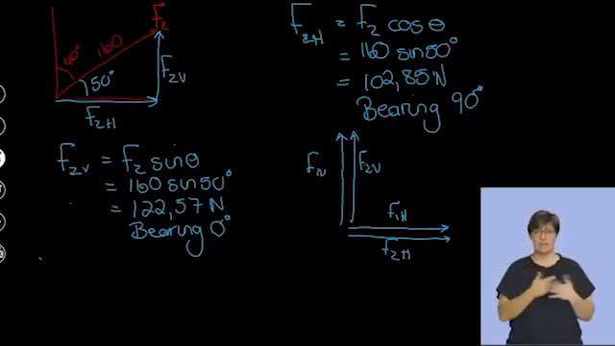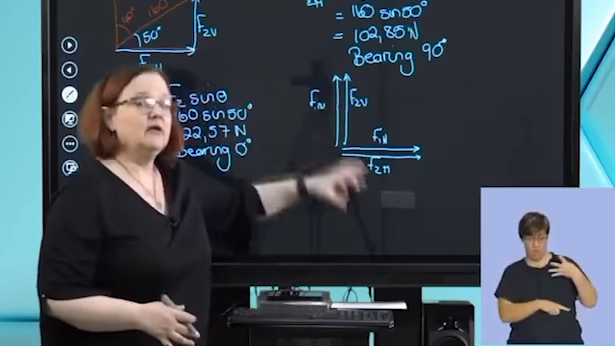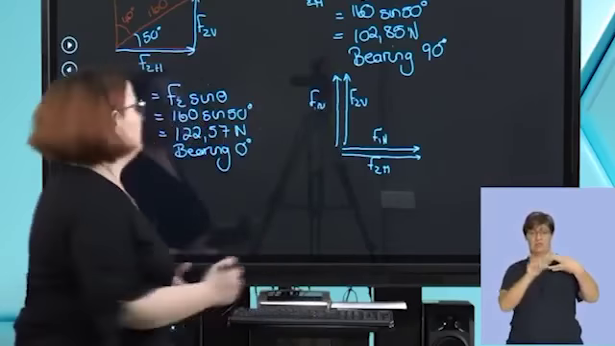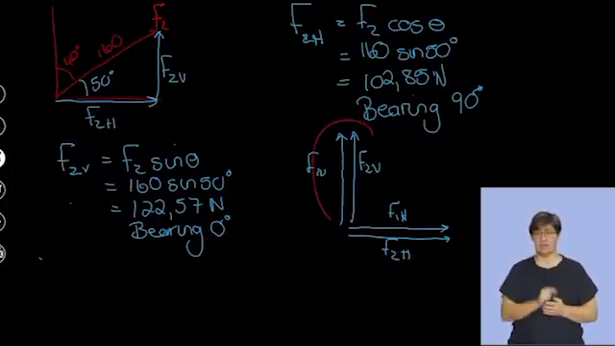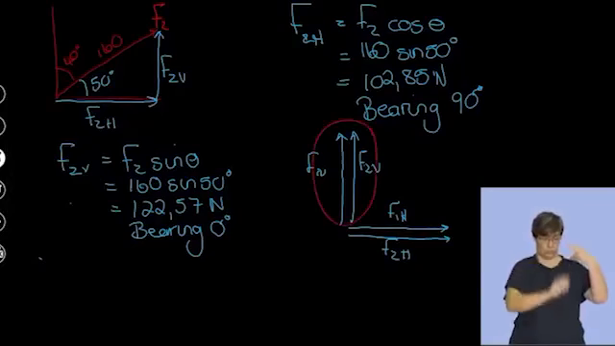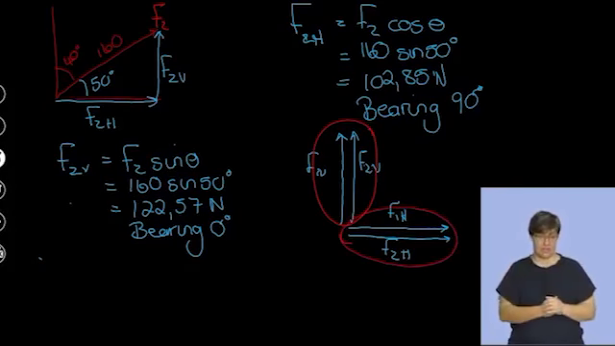Now, I've drawn them the same size, but they're not the same size. I'm not worried about that. It's about the direction. I can now take these 4 forces and make them into 2. Because what we're going to do now is take those 2 vertical forces and add them together. I'm going to take those 2 horizontal forces and add them together. I'm going to find a resultant of those 2, okay?